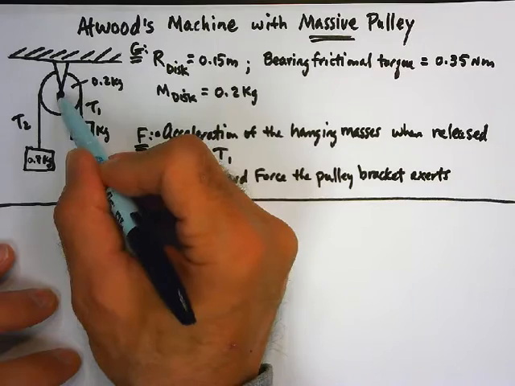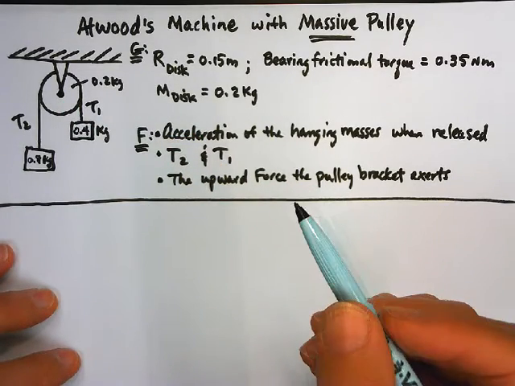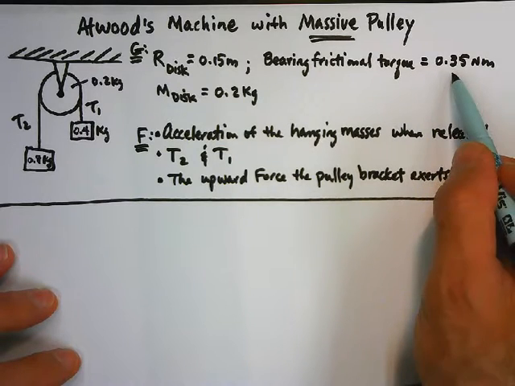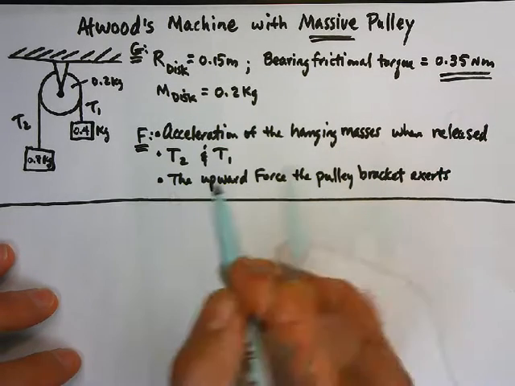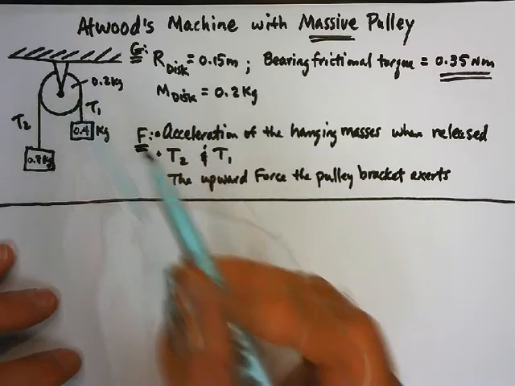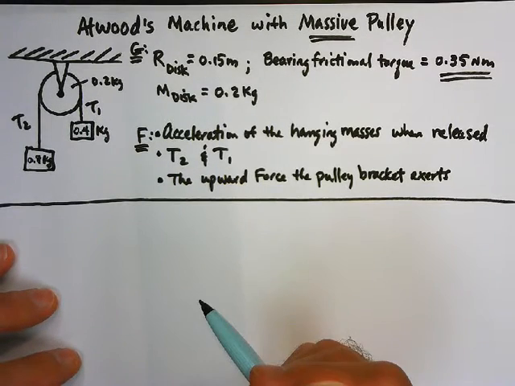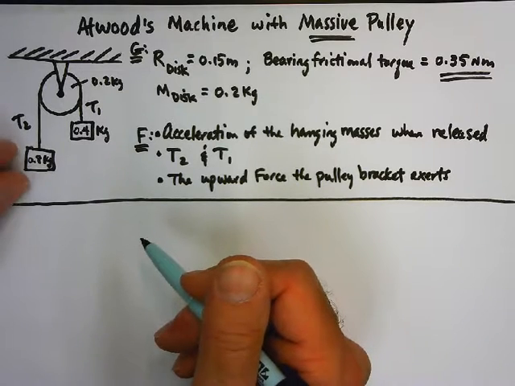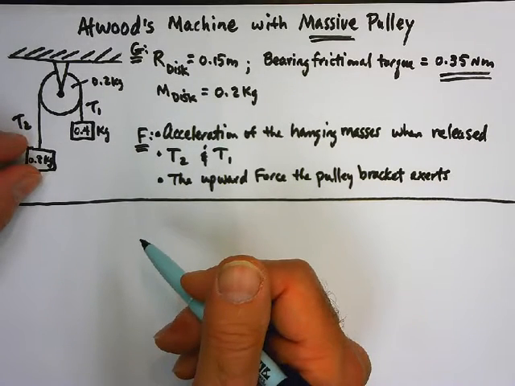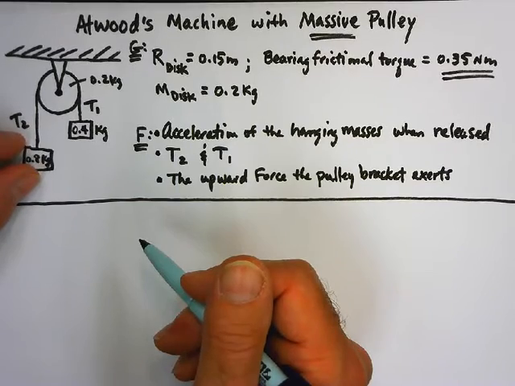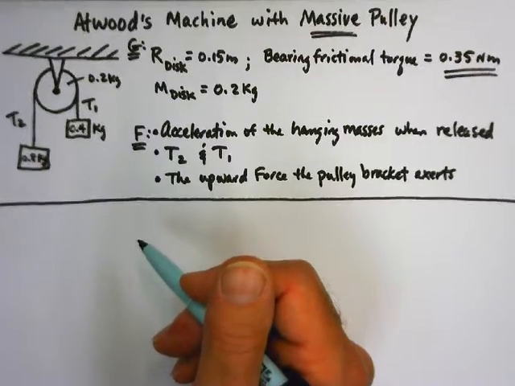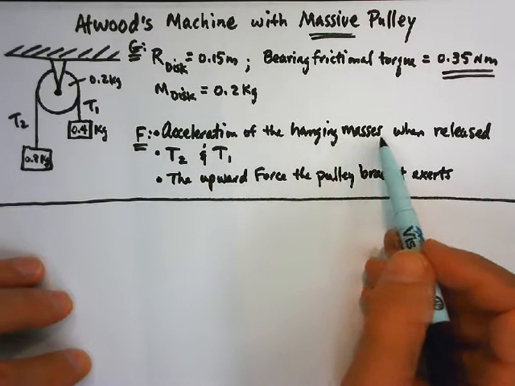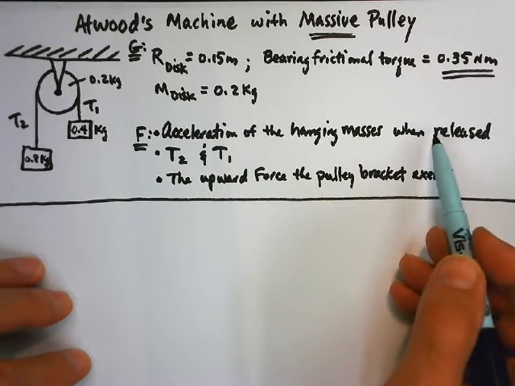There's also some friction here at the axle of the bearing, and it produces a constant torque of 0.35 newton meters right here, so a retarding torque of that much, so we need to consider that too. Now let's say that I'm holding this 0.2 kilogram mass, and then I suddenly let go, I release it.